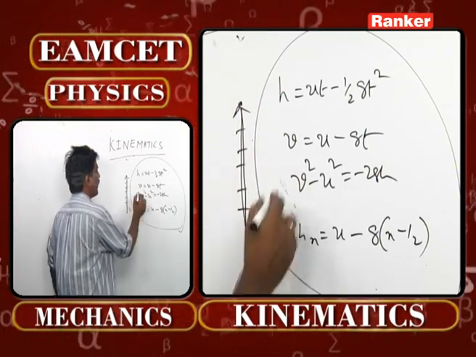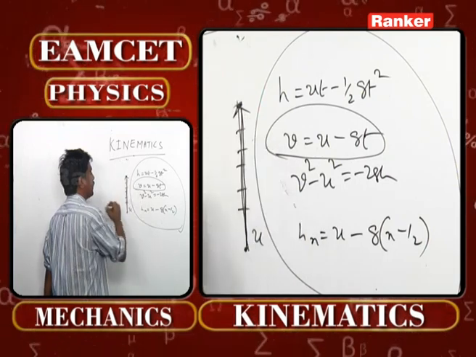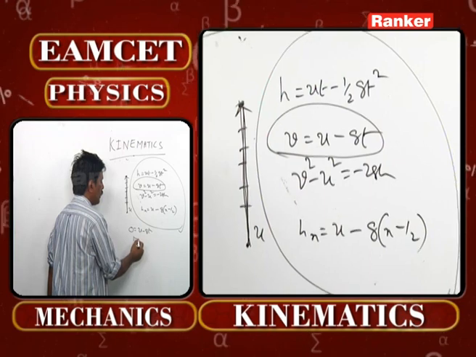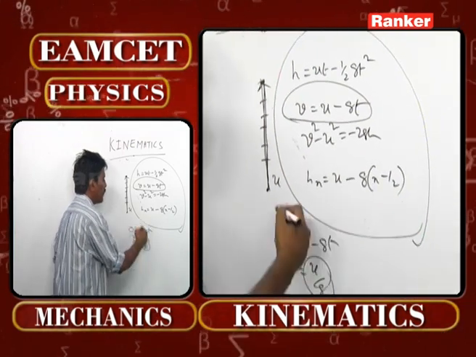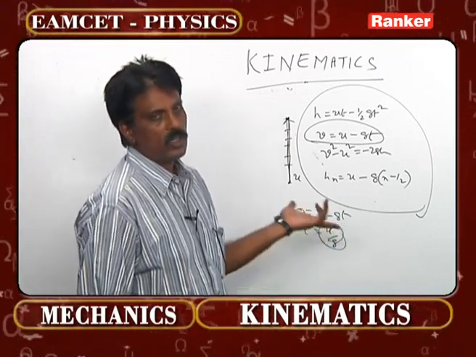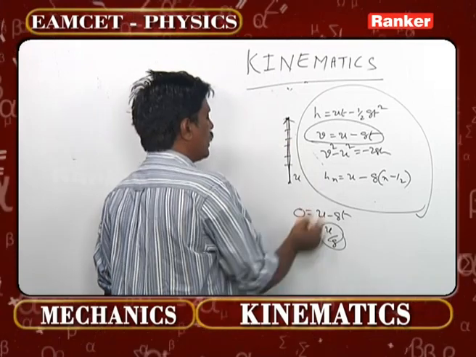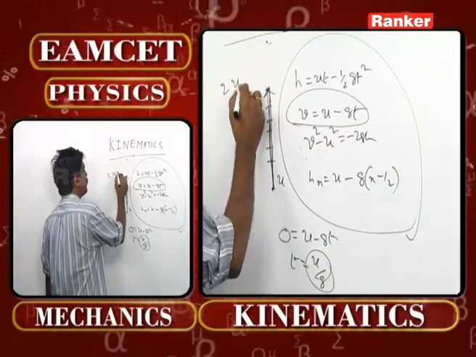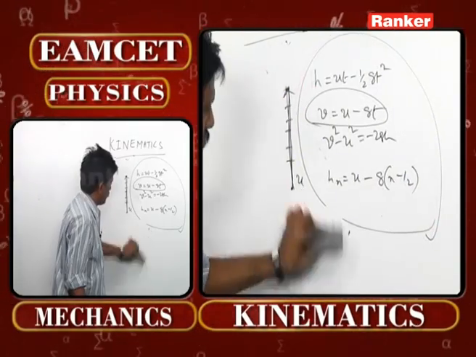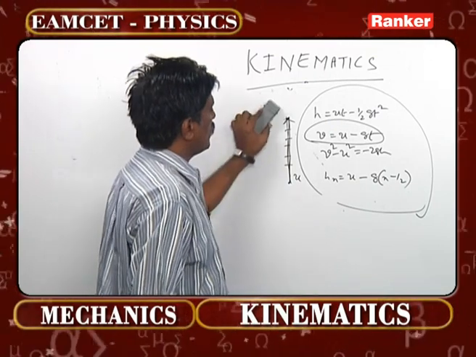Suppose it reaches the maximum height in some time t, then 0 = u - gt, t = u/g. That means the time of ascent, the time to reach the maximum height, is u/g, which you know already. Similarly, time to come down is also equal to u/g. So, the total time of flight for a body projected upwards will be equal to 2u/g, results which are familiar to you. So, these are the equations for a body projected upwards.